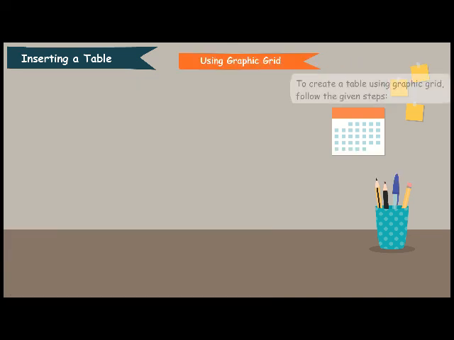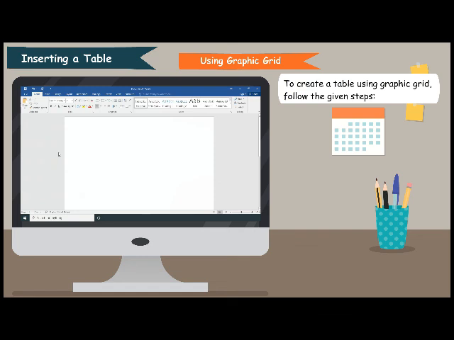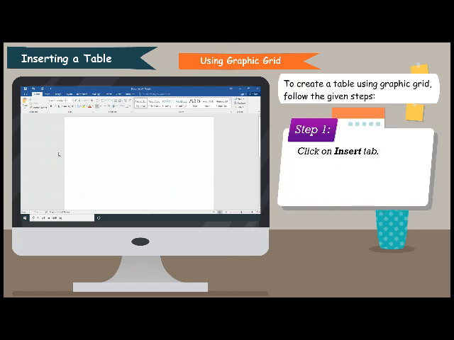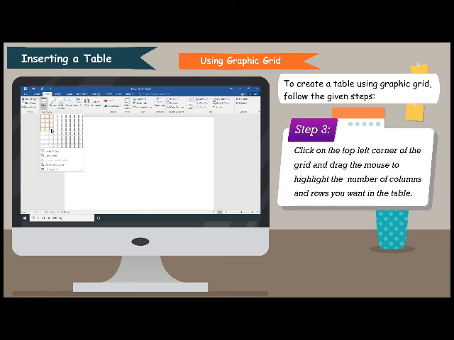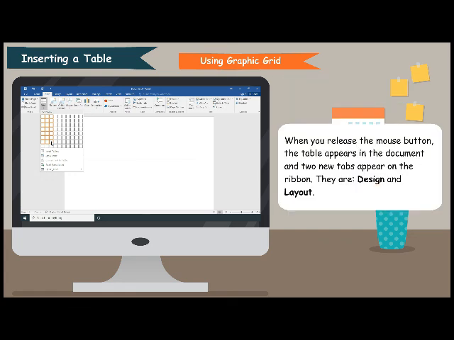Using graphic grid. To create a table using the graphic grid, follow the given steps. Step 1, click on the Insert tab. Step 2, click on the Table drop-down arrow in the Tables group. A table drop-down menu appears. Step 3, click on the top left corner of the grid and drag the mouse to highlight the number of columns and rows you want in the table. When you release the mouse button, the table appears in the document and two new tabs appear on the ribbon. They are Design and Layout.